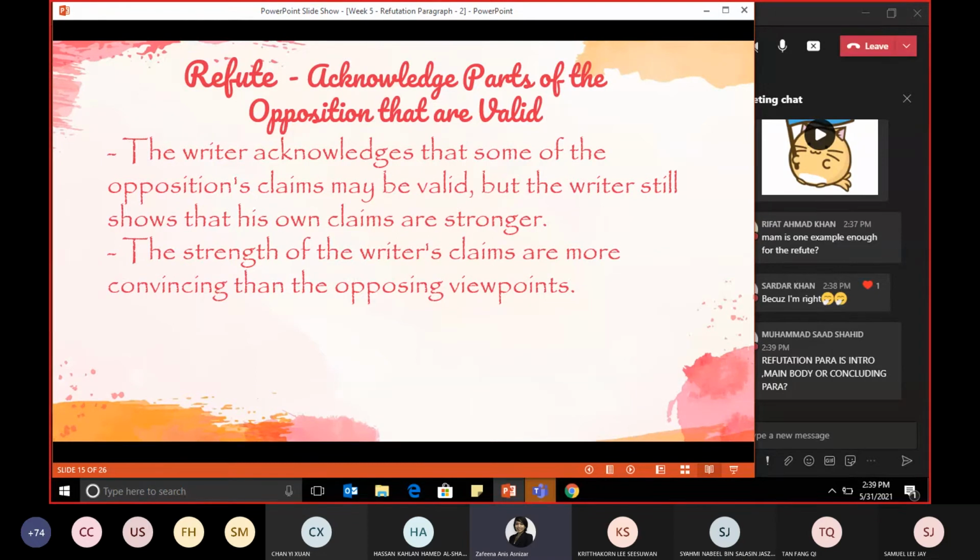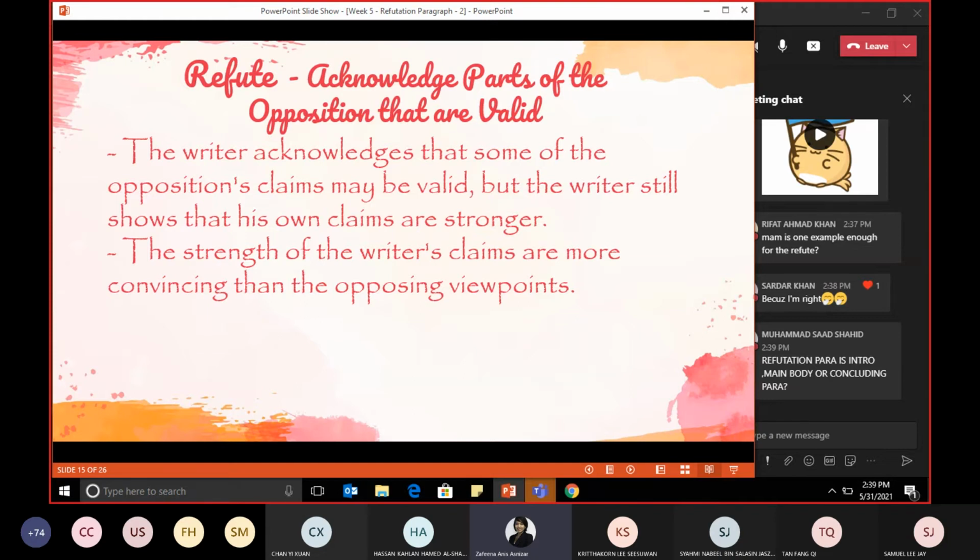Is the refutation paragraph the intro, main body or concluding paragraph? No. This is another paragraph, the refutation paragraph. You have to write it after your body paragraphs. After you are done with your body paragraphs, you state one paragraph, the refutation paragraph, before your concluding paragraph. The writer acknowledges that some of the opposition's claims may be valid, but not entirely. That's one.